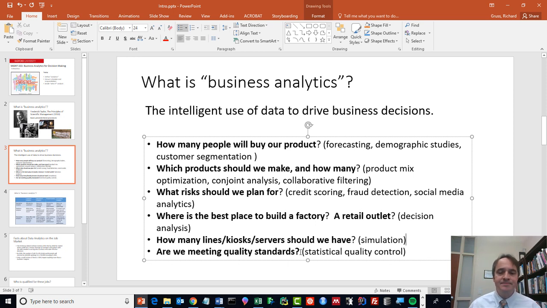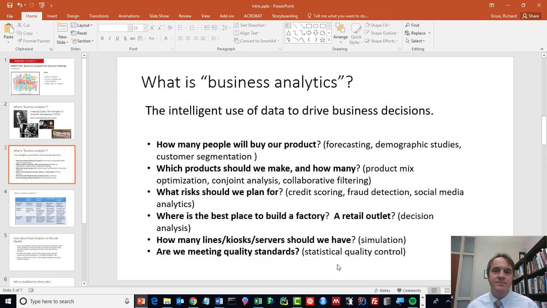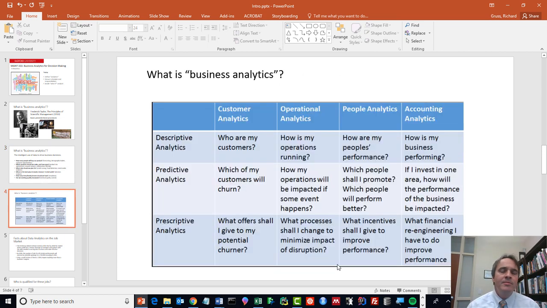And then finally, are we meeting quality standards? And there's a whole sophisticated approach to statistical quality control, and hopefully we'll have some time to get into that as well. But in general, business analytics is divided into three rough categories. That is the descriptive, the predictive, and the prescriptive.